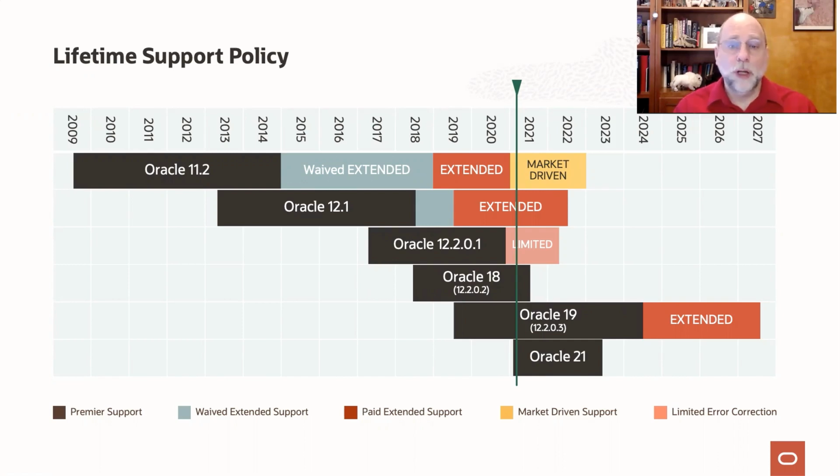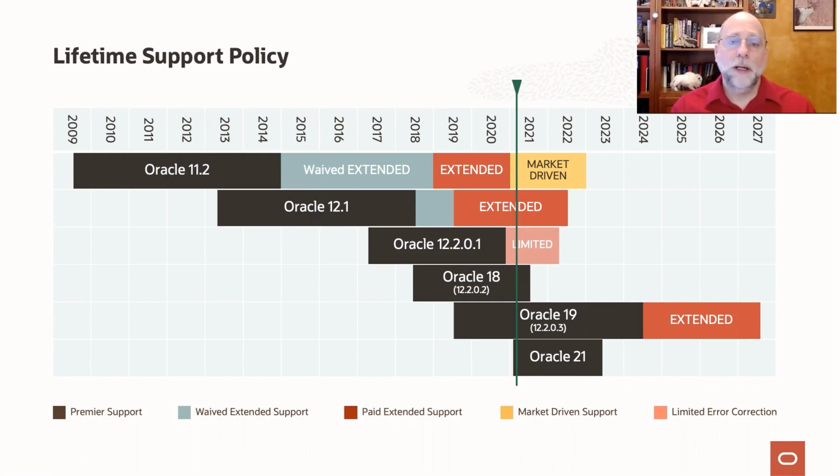But if you're paying on CPU-based licensing, for example, then you would have to pay extra for that extended support. Now, we accumulated quite a customer base on 12.2.0.1, which was kind of unexpected, being that it was the first version in our 12.2 release family. And because we have such a high customer base on it, we did add a couple of years of limited error correction support onto its initial 3-year support period.